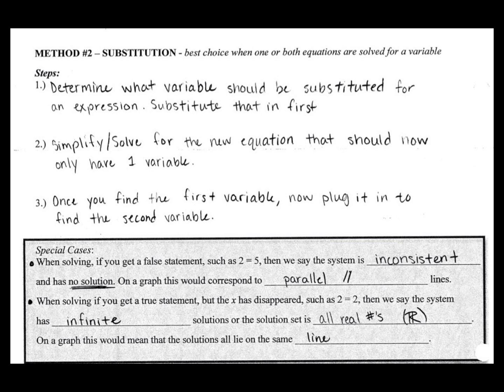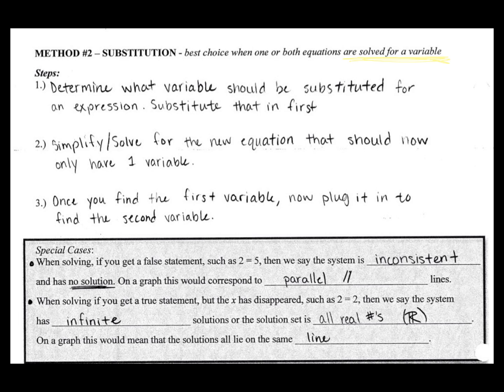The second way to solve a system of equations is substitution, and I think personally that's the easiest way, assuming that it's set up for you to solve it that way. So substitution is the best choice when one or both of your equations are solved for a single variable. That's the key there. One of your equations has to be solved for a variable already, so x equals something or y equals something, so you can plug that expression into the other equation.